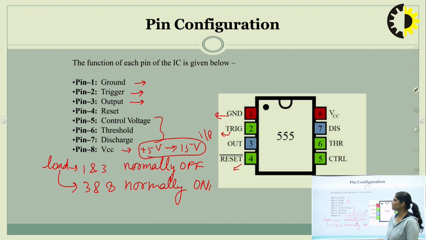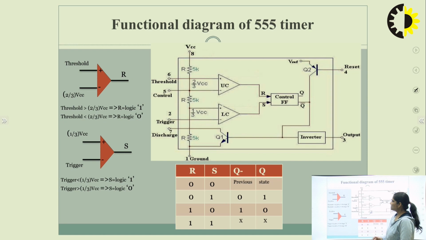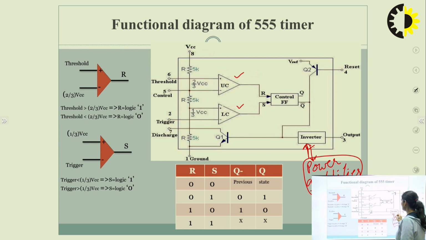Next we will discuss the functional block diagram of this 555 timer IC. In this functional block diagram you have two comparators, defined as the upper comparator and the lower comparator. This is one main component. The second one is the inverter, which is the power amplifier. This power amplifier works as an inverter. Inverter means, as you all know, if you give input 0, then output is 1, and vice versa.